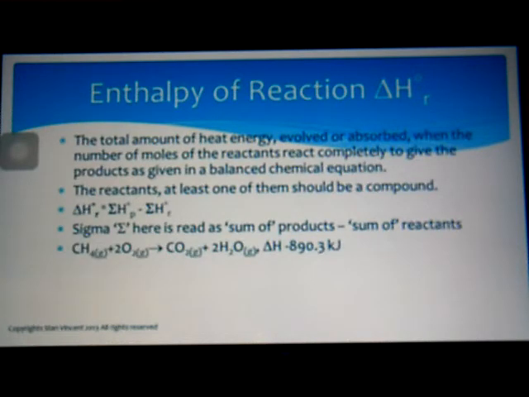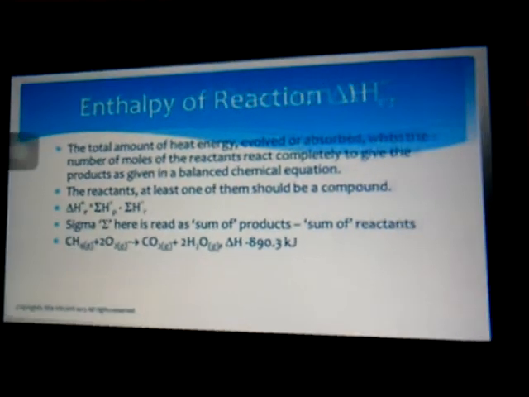Here is an example of enthalpy of reaction. Methane is a compound, oxygen is an element. Therefore, the energy change associated with the reaction is referred to as enthalpy of reaction.